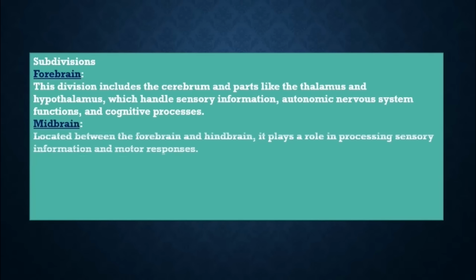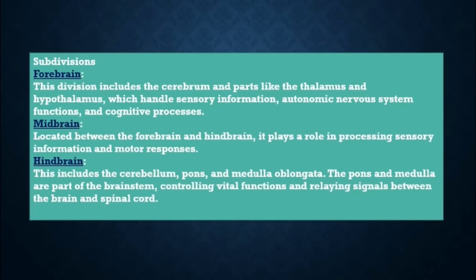Whenever we see the next slide, again there are so many subdivisions called the forebrain, the midbrain and also the hindbrain. The forebrain includes the cerebrum and its parts like thalamus and hypothalamus, which handle sensory information from different sensory organs, and also the autonomic nervous system or ANS, and cognitive processes, which are linked with knowledge and understanding, especially the conceptual understanding of the human being, carried out by the forebrain.